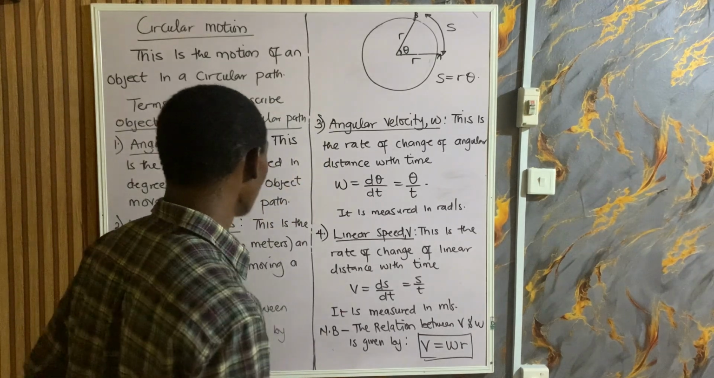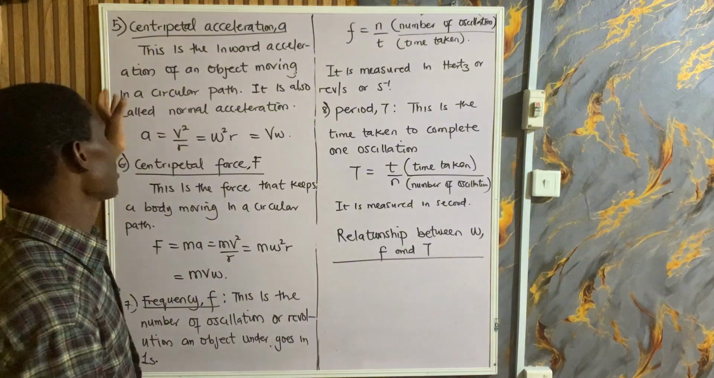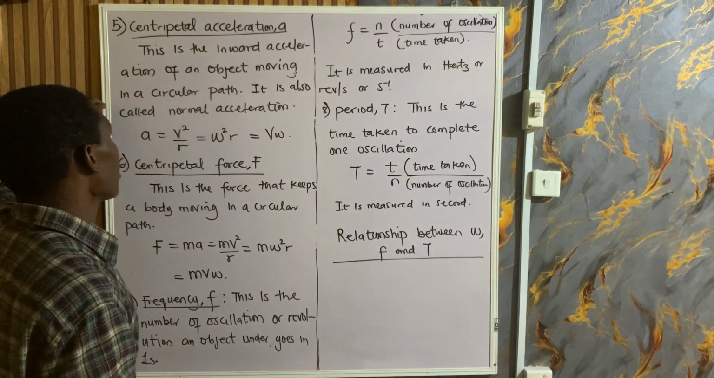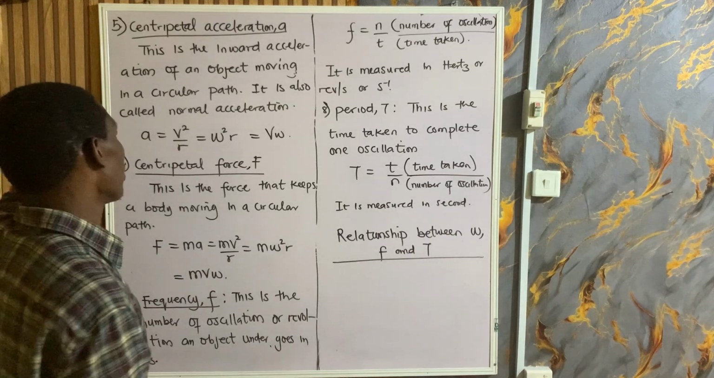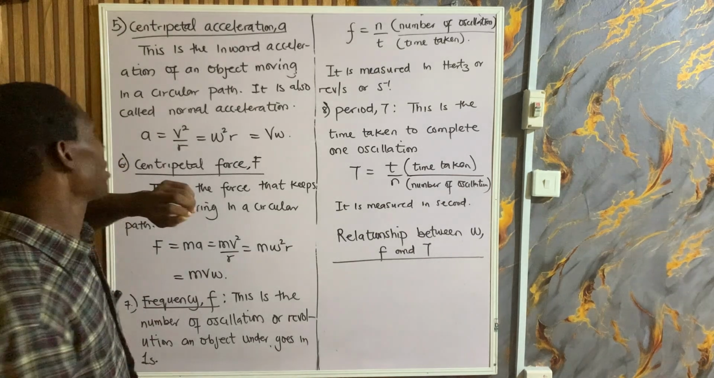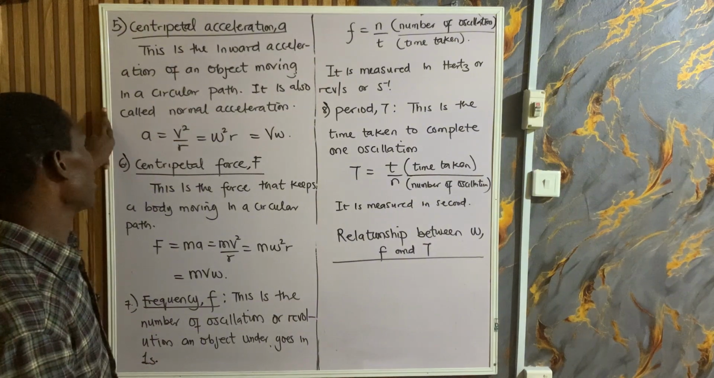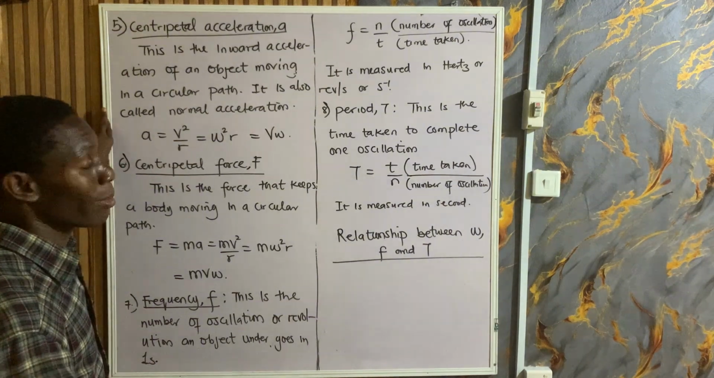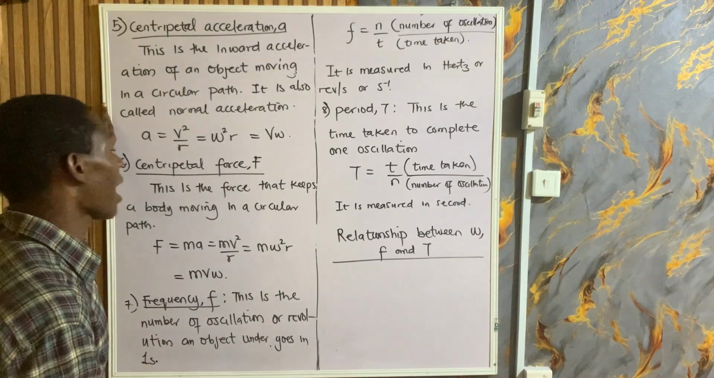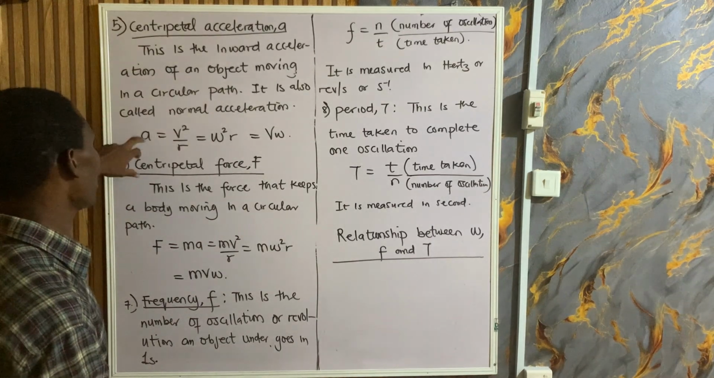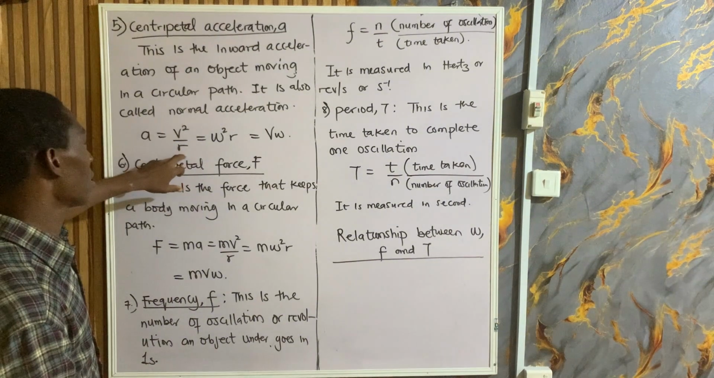So we proceed to other terms. The next is centripetal acceleration, denoted with A. This is the inward acceleration of an object moving in a circular path. It is also called normal acceleration. It's measured in meters per second squared. And it has various relationships. A is given as V squared over R.